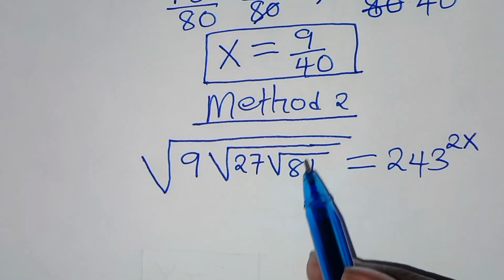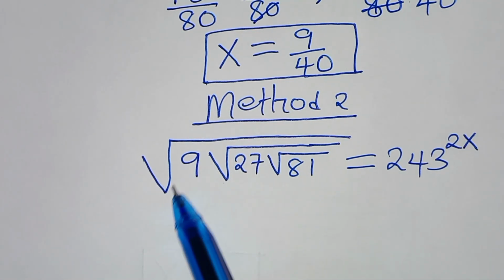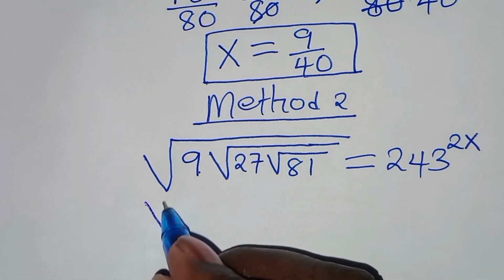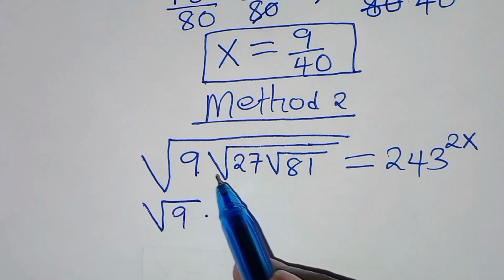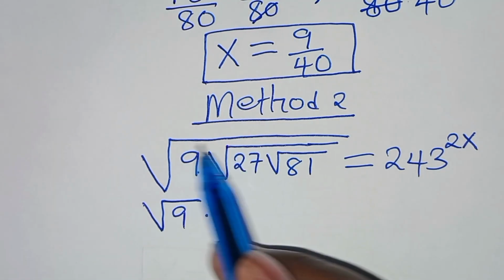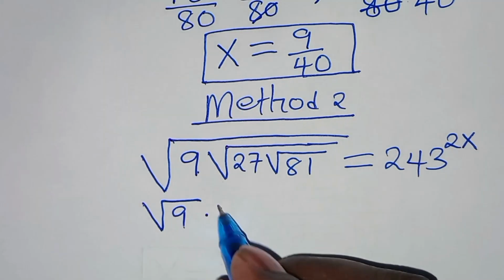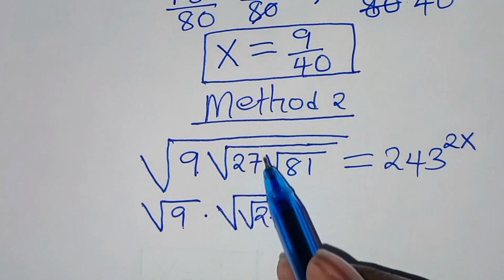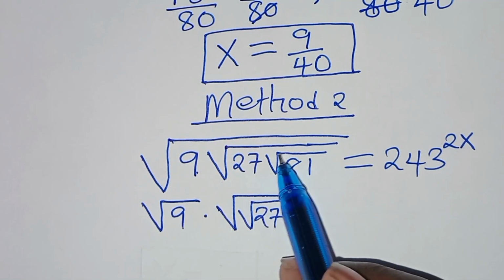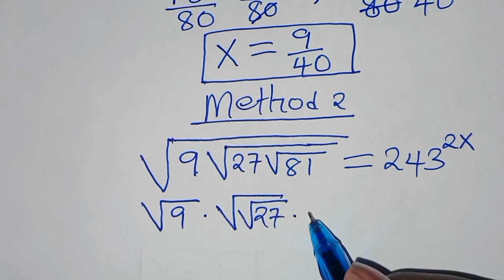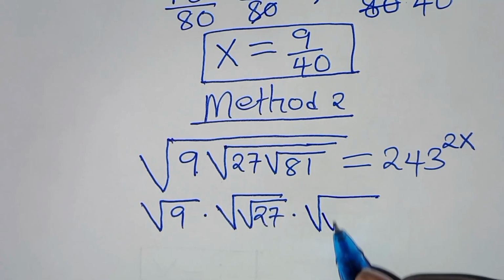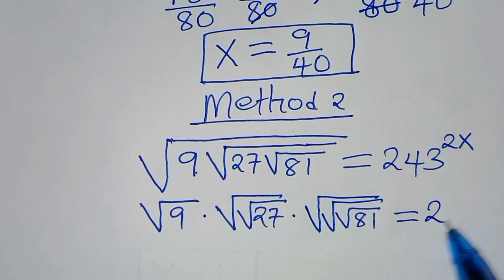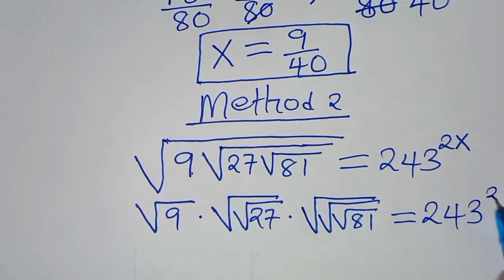Now, in this case, we have the square root of 9. This is only a single square root sign, which we can express as square root of 9 times. Now, square root of 27, it's under two square root signs. So we have square root of 27 times. Now we have square root of 81. So it's under three square root signs. So this implies we have square root of 81. This is equal to 243 raised to power 2x.